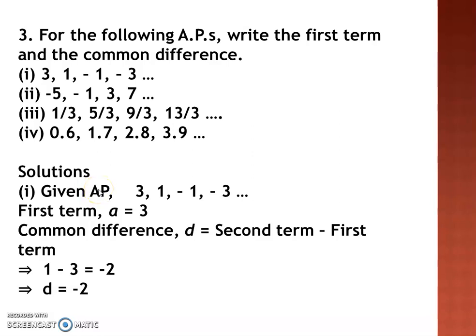So here you have to write the first term and the common difference. The AP is already given to you. So the first term you can just see by observation, whatever is written first, that is the first term.